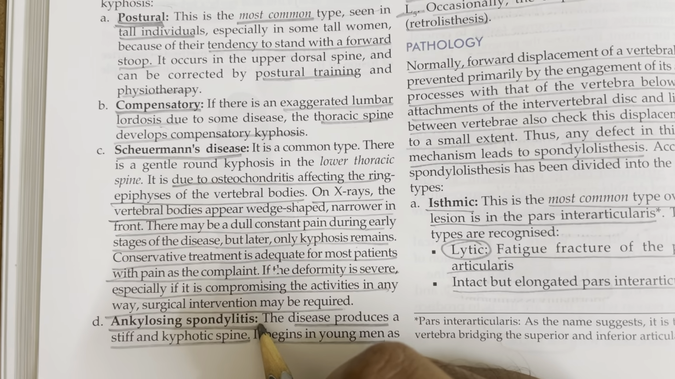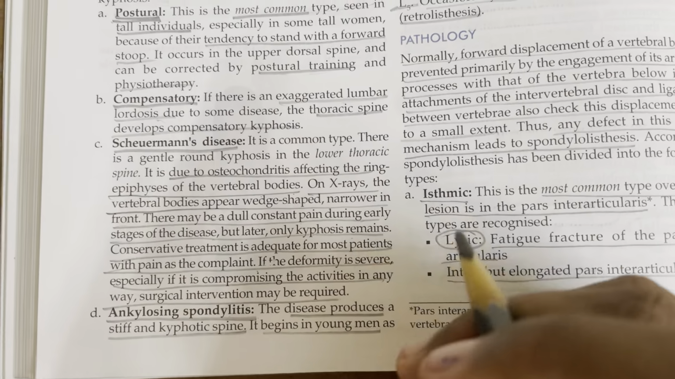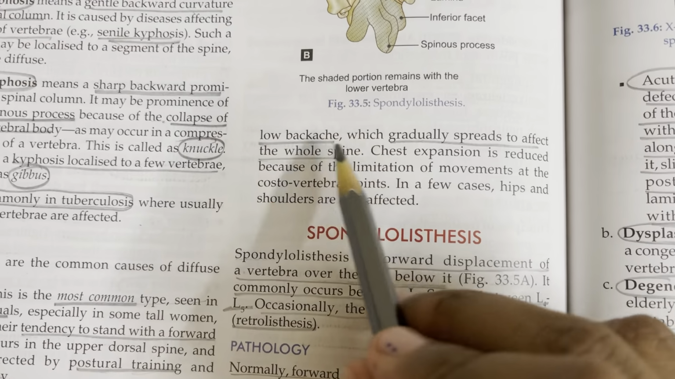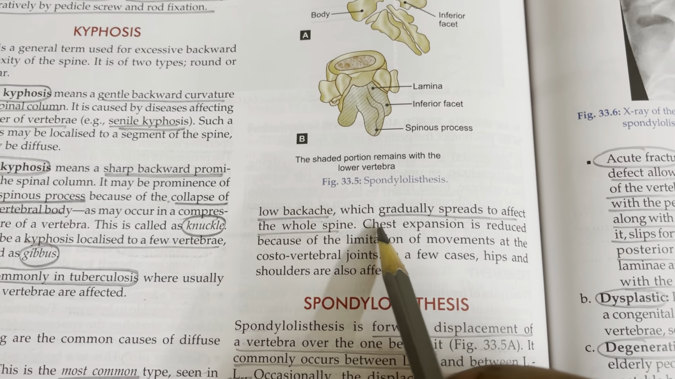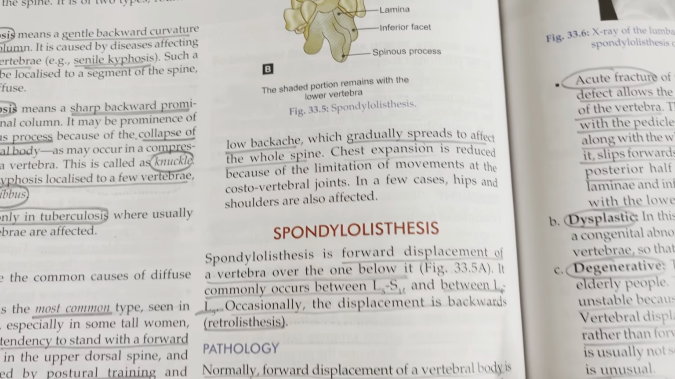Then ankylosing spondylitis. The disease produces a stiff and kyphotic spine. It begins in young men as a low backache, which gradually spreads to affect the whole spine. Chest expansion is reduced, and then in a few cases, hips and shoulders are also affected.